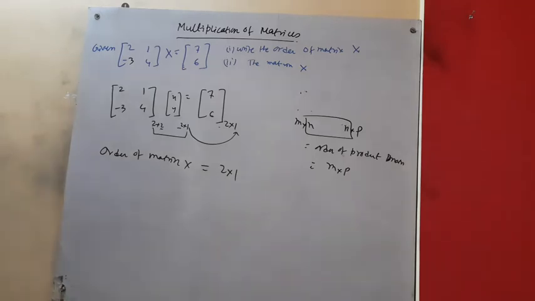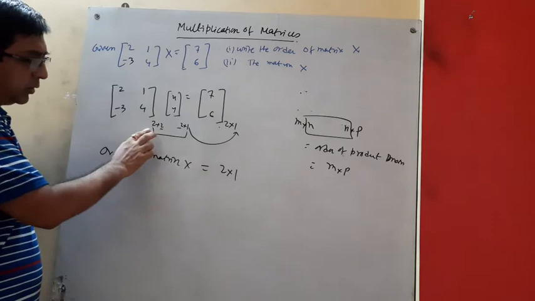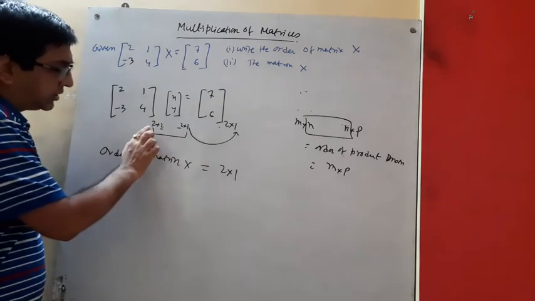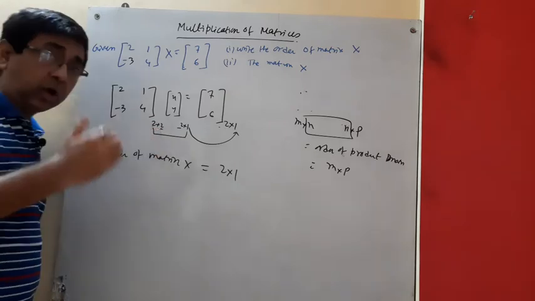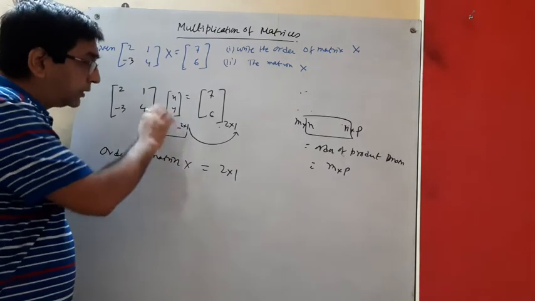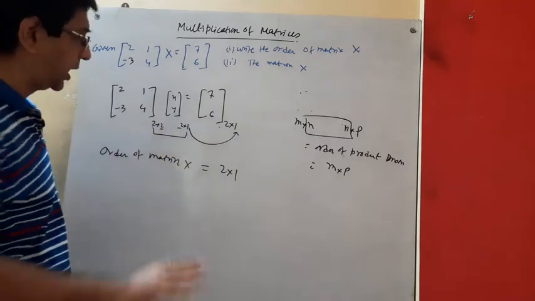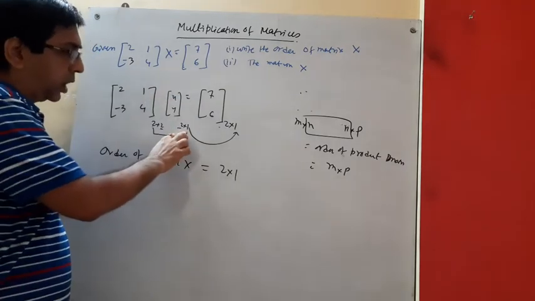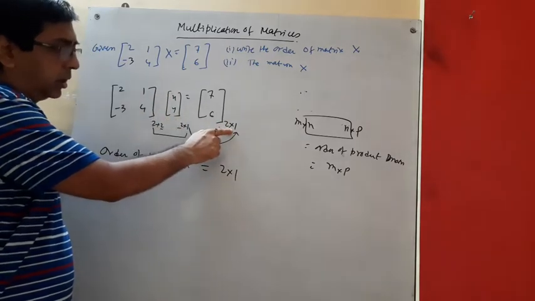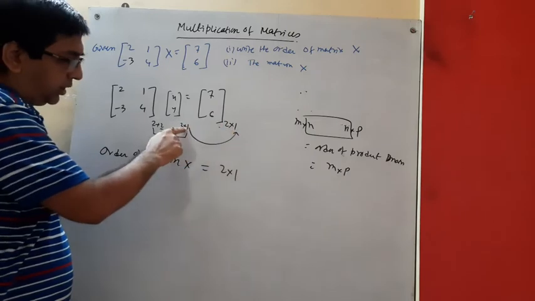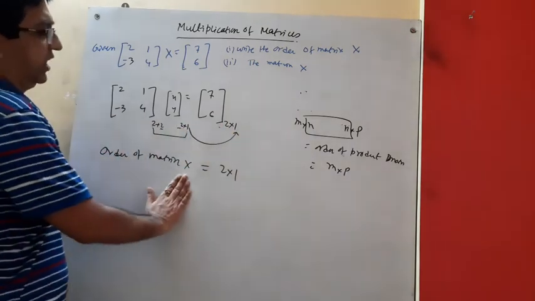Again I am repeating. Is there any problem? Okay, I am repeating. Look, this one is 2 by 2 and this was 2 by 1. That means the order of this matrix is 2 by 2. So for the product, the row number of the matrix should be 2, otherwise they are not conformable for the product. And what about the column? The column should be 1 because the column number of this matrix will come here. So as the column number is 1, here it should be 1. So the order of matrix X is 2 by 1.